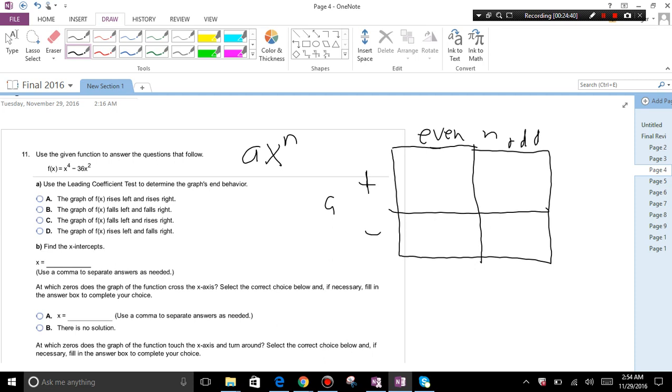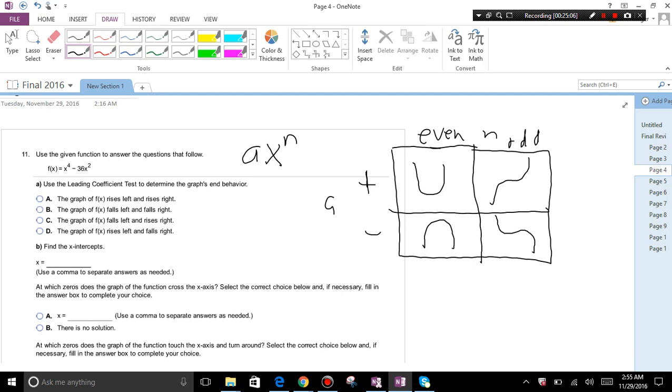And if A is positive and n is even, it rises left, right. If A is negative and n is even, it falls left and right. If A is positive and n is odd, it falls left and rises right. And if A is negative and n is odd, it rises left and falls right.